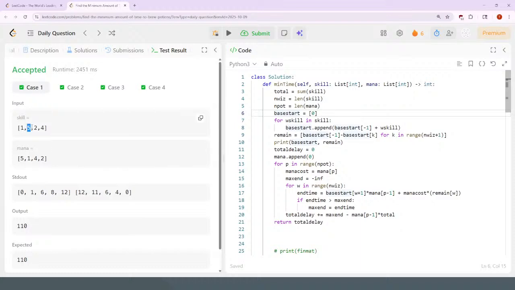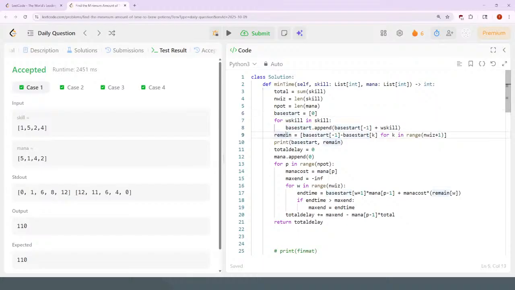6 is the end time for the second wizard to finish their part of the potion. So you can think of base start as similar to base end, with base start being offset by 1 from base end.